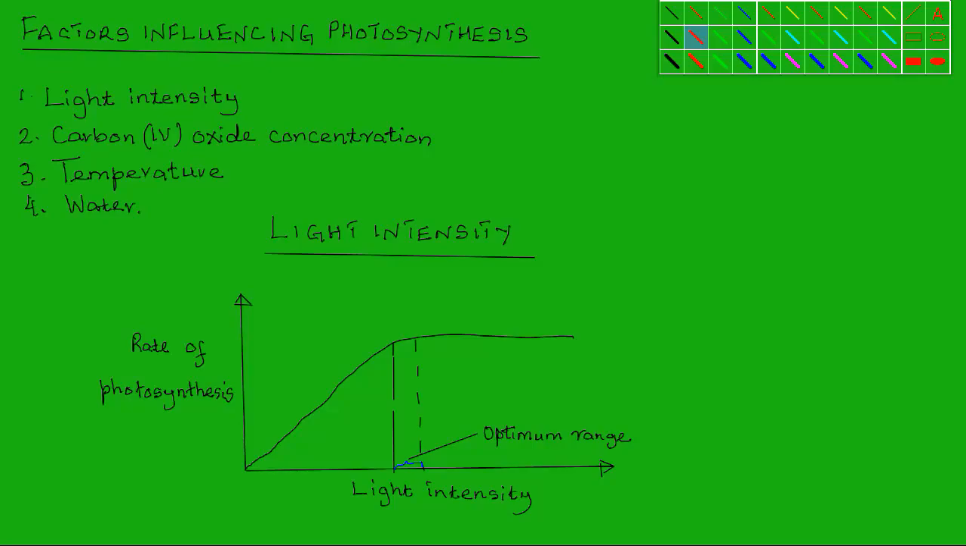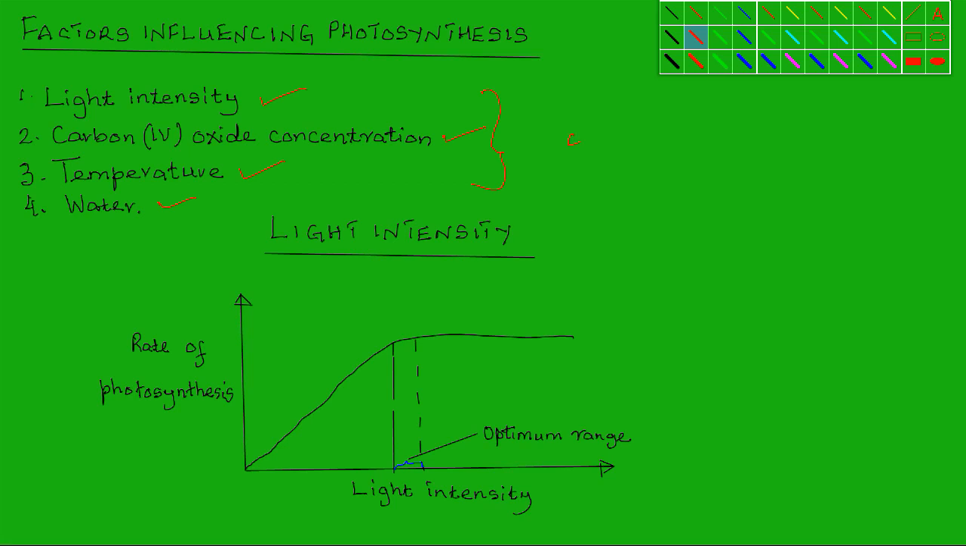Hello and welcome. In this lesson, we look at factors influencing the rate of photosynthesis. The rate of photosynthesis is affected by a number of factors. These factors include light intensity, carbon dioxide concentration in the atmosphere, temperature, and water. It is the level of each of these factors that will determine the rate at which photosynthesis will take place. Now, all these factors must be present at their optimum levels.